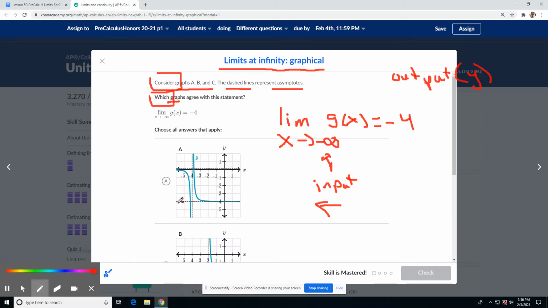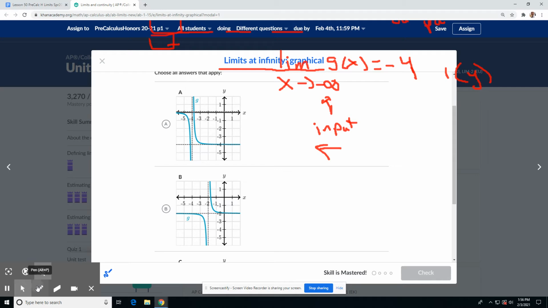Okay, so let's just look at each one and see how they are represented here. The first one, as we go to negative infinity, that's this one right here. What does this one approach? This one gets closer and closer to an output of 0. So this one equals 0, infinitely close to 0 on the y-axis.